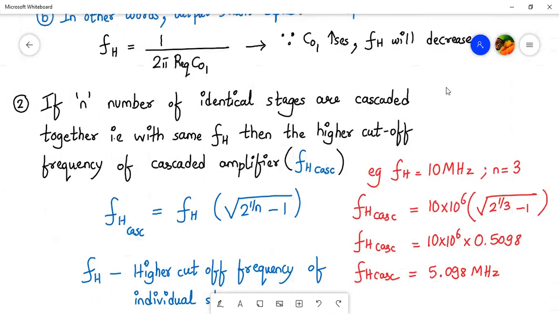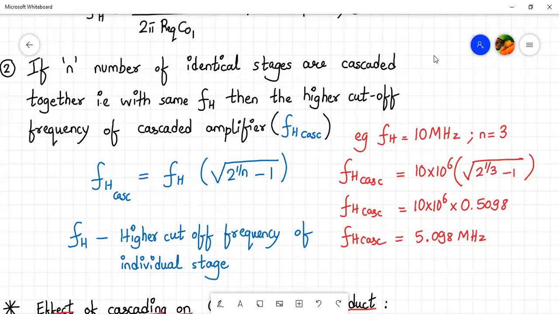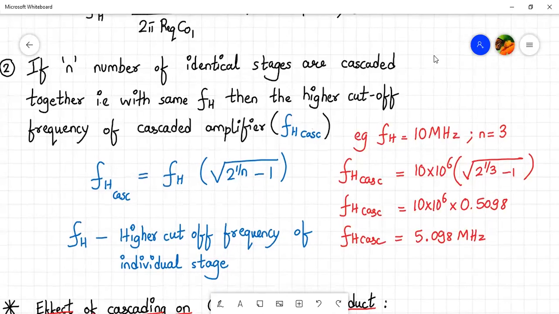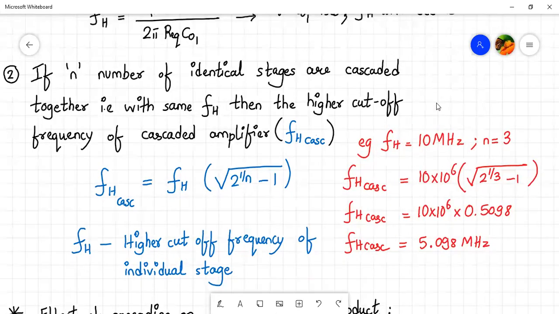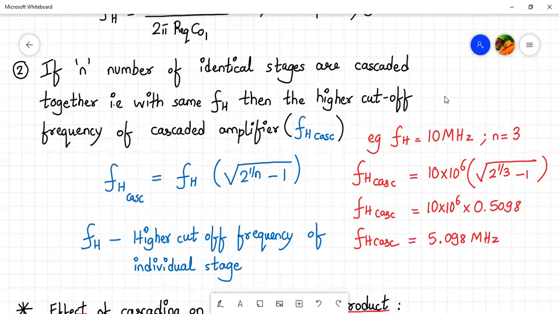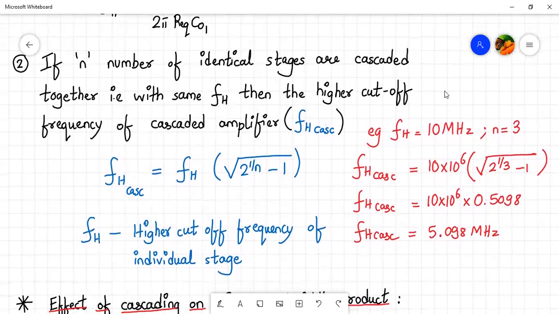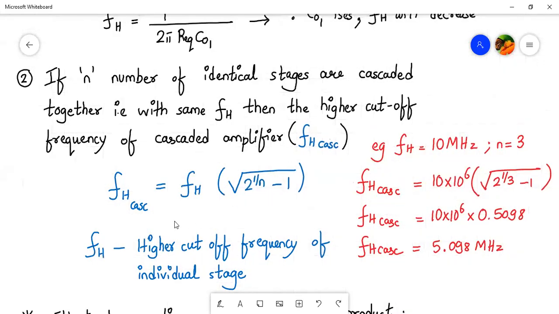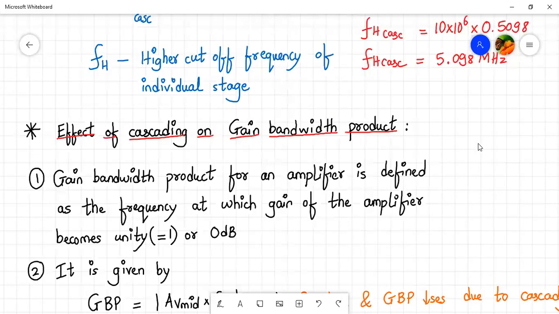So far we have seen how cascading affects the input and the output impedance. The input impedance was the input resistance of the first stage, and the output resistance was the output resistance of the last stage. The effect of cascading on the gain was that it increased. The effect on the lower cutoff frequency was that it increased, and the effect on the higher cutoff frequency was that it reduces. So we have seen up till now the effect of cascading on these parameters.